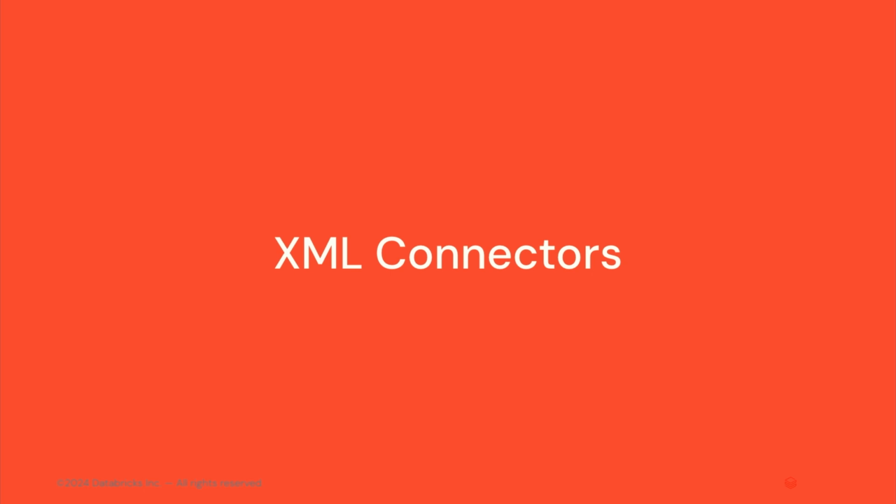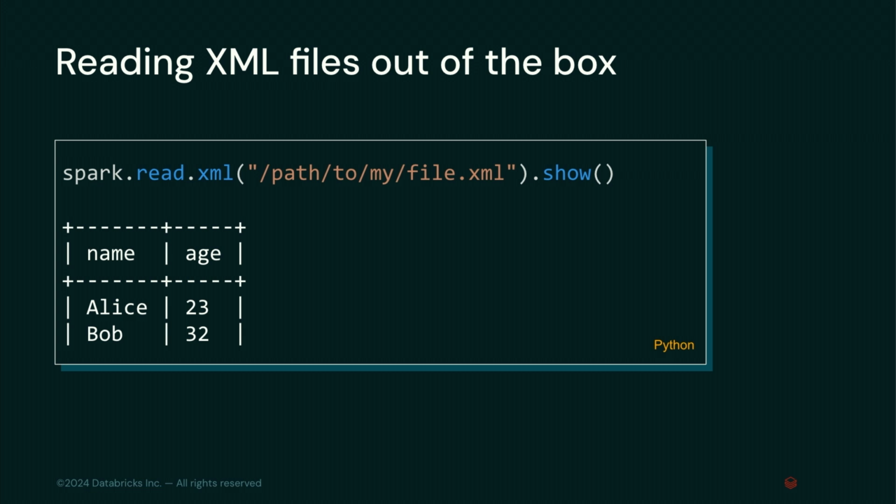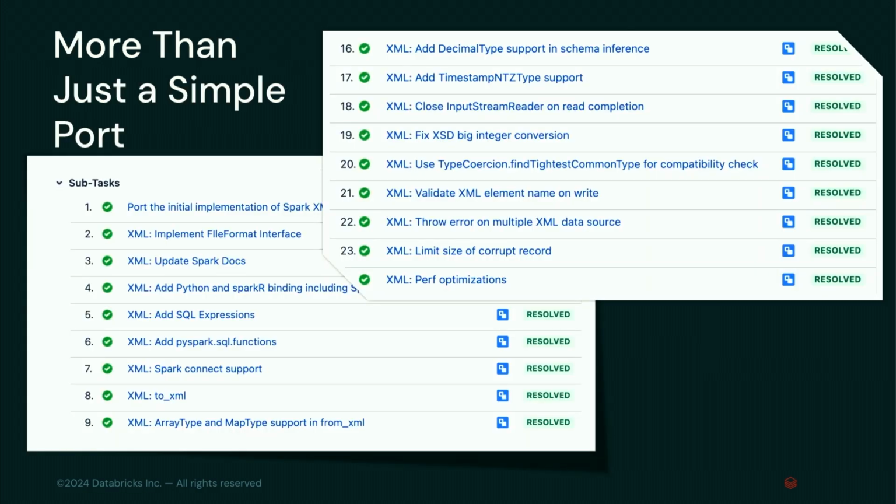Okay, we also have some very convenient new connectors. One is the XML connector. XML is still being used by some customers, so now Spark supports it out of the box. Just call spark.read.xml, give it the path, and it reads the XML file for you. You don't need to search the internet and find a third-party library to read XML files. And it's more than just a simple port. We merged the third-party XML library into Spark, and we added many improvements. We fixed bugs, improved performance, and added support for new types. Now it's the same as the other file sources in Spark. It supports bucketing, partitioning, and all the other features we have in file sources.